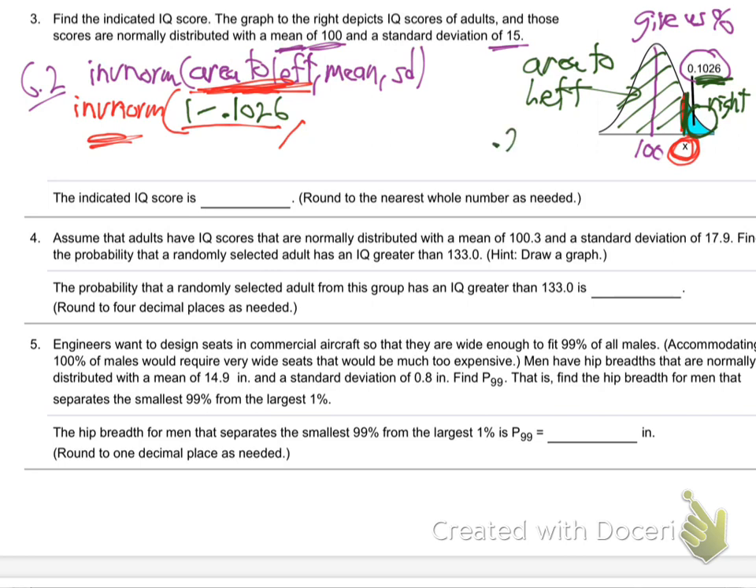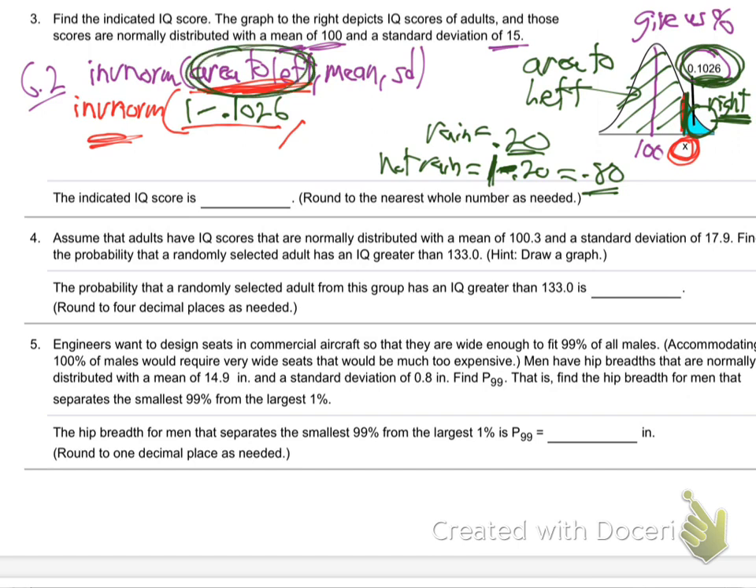Just like if the chance of rain today is 20%, then the chance that it will not rain is 1 minus 0.20, in other words, 0.80. There's a 20% chance it's going to rain. There's an 80% chance it's not going to rain. You take 1 minus the decimal and you get the rest of the percentage. Well, that's what we do with this curve. If they're telling me right on the picture that the area to the right is 0.1026, and this inverse norm formula wants me to give area to the left, then the area to the left is 1 minus that. It's the rest of the area.